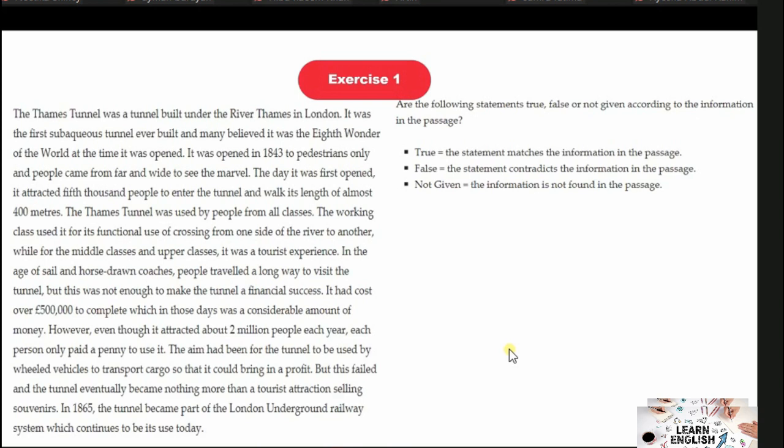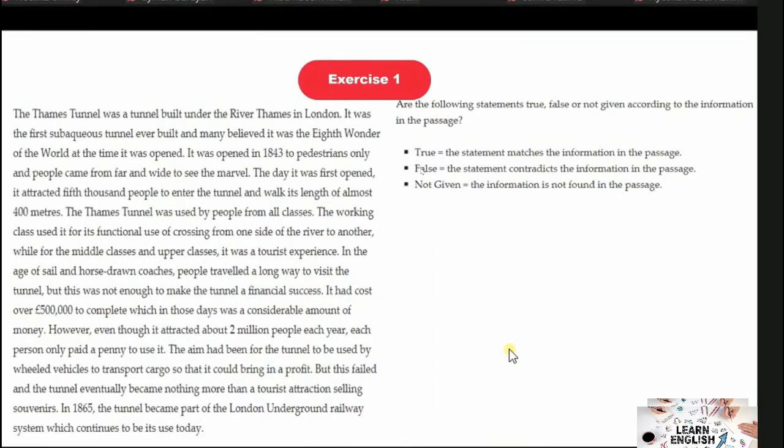So what does it mean by true? What does it mean by false? And what does it mean by not given? When I say true, that means the sentence has the same information as the passage. Again, when I say true, the sentence or the question and the passage, both of them have the same pieces of information. So what does it mean by false? False means the information in the question contradicts or is the opposite of the information in the passage.